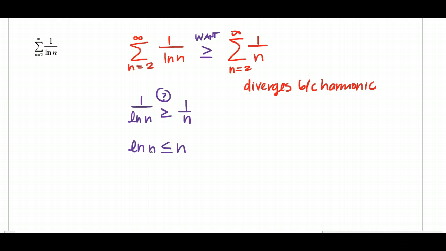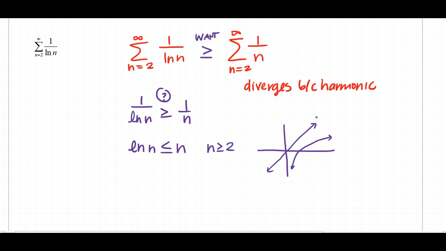So is the natural log of n less than or equal to n for all n values greater than or equal to 2? To think about this inequality, because we wouldn't be able to use our calculator to plug in these different values, we would use our knowledge of graphs. So I can think about these graphs as natural log of x and x. So x is just the linear function through the origin, and then natural log of x looks something like this.